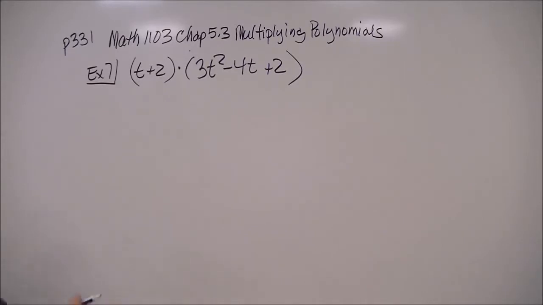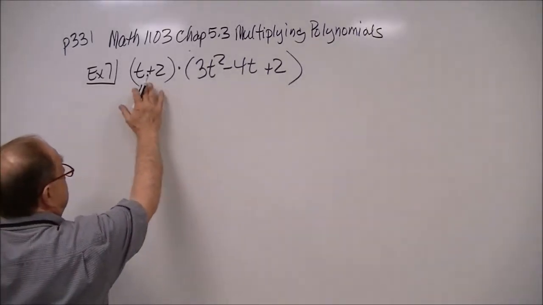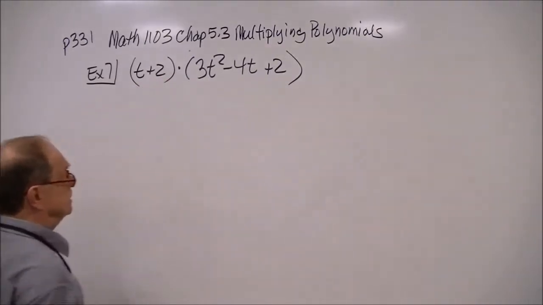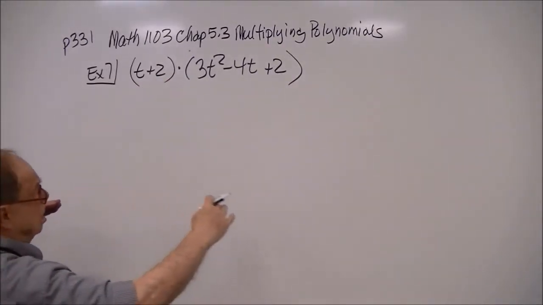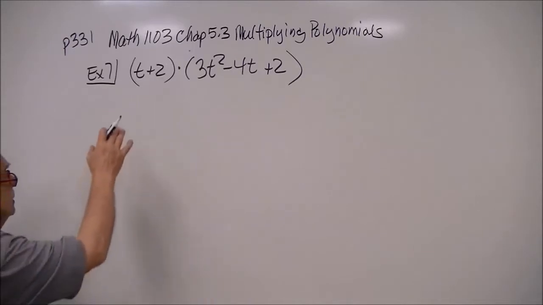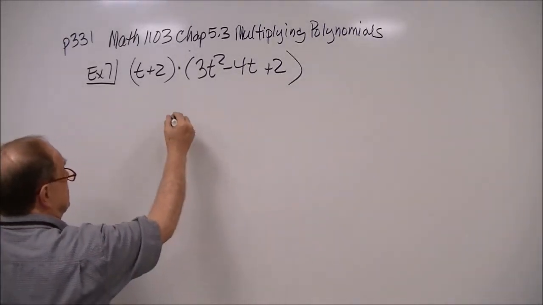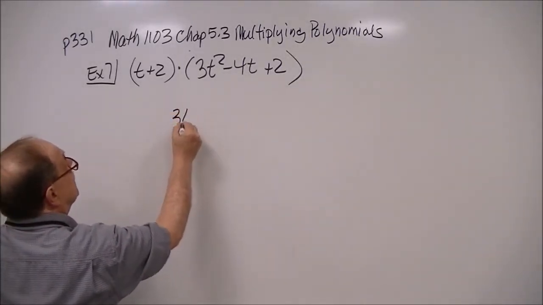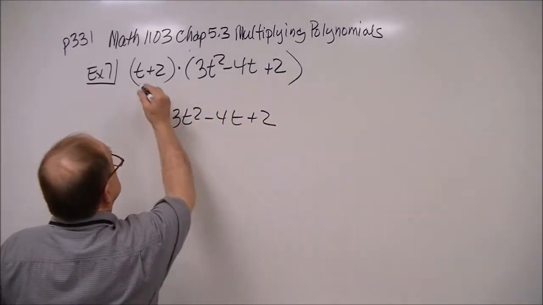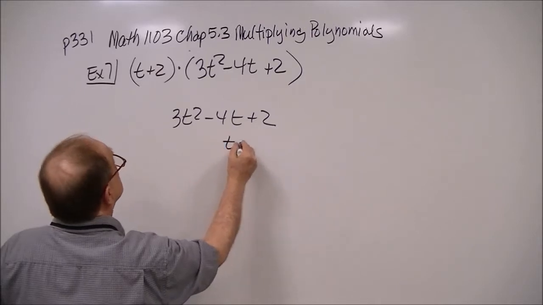For number 7, we could do it the same way. Take this, multiply it by this, take this, multiply it by this. That would be what we call the horizontal way. But my strong suggestion would be always to do this what we call vertically. So let's show you that. And then you put this underneath it here.